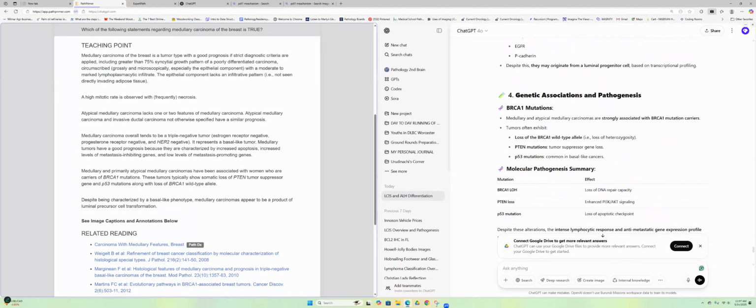Associations and pathogenesis. BRCA1 mutation: medullary carcinoma is strongly associated with BRCA1 carriers. There is often loss of the BRCA1 wild-type allele, and other mutations such as PTEN mutations and P53 mutations. Molecular pathogenesis summary, okay, those mutations.